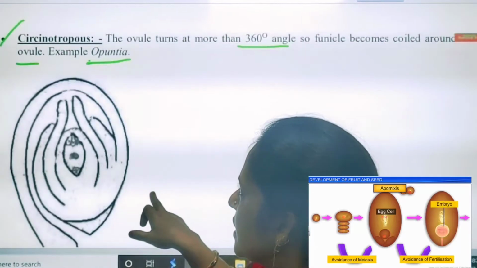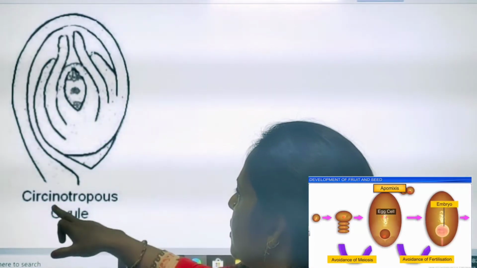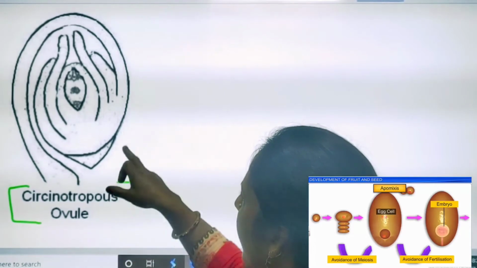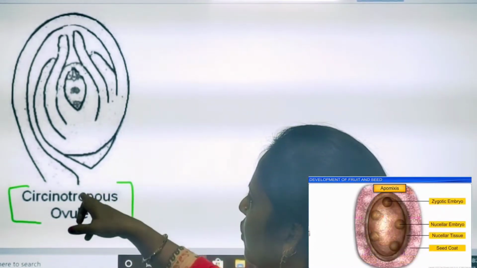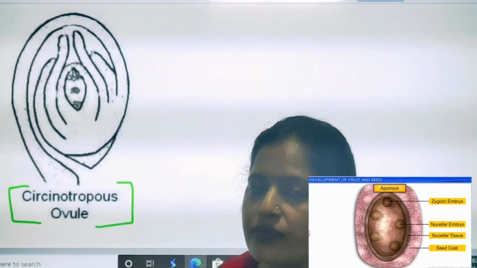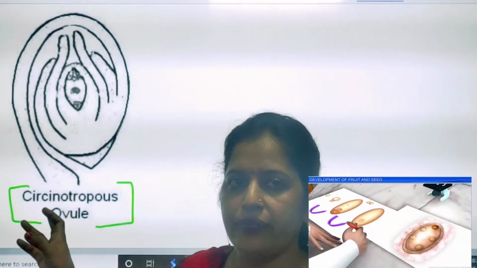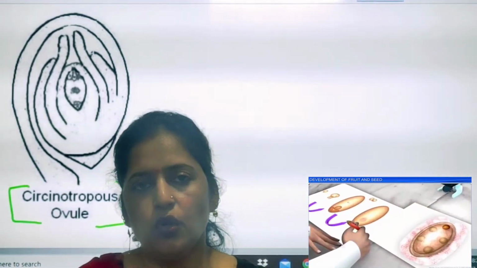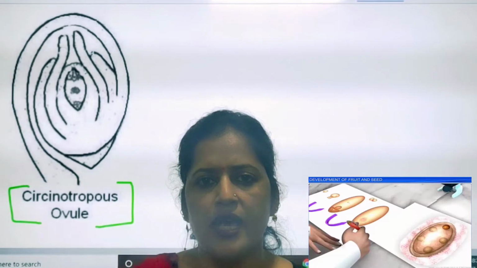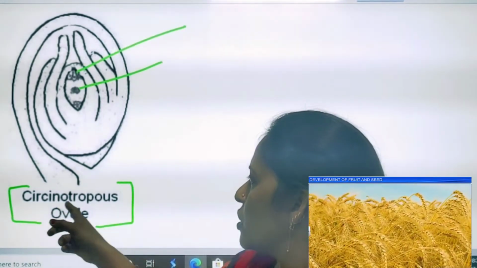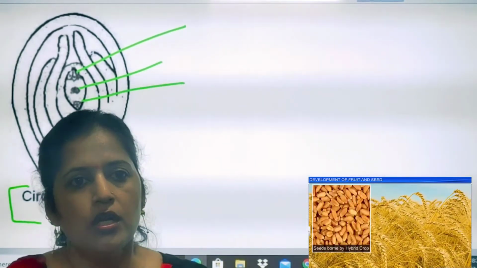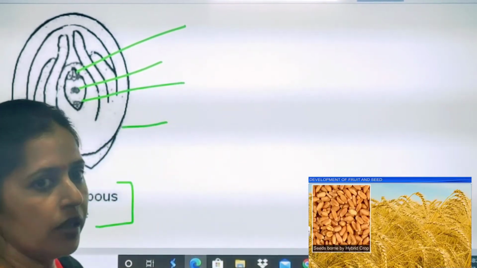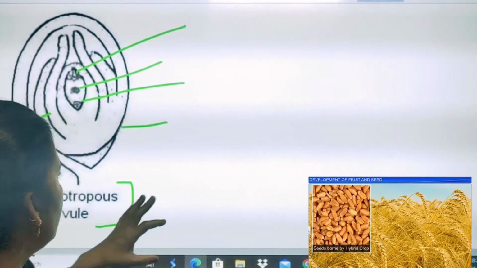This is the diagrammatic representation of the circinotropous ovule, and as we all know, the lower part is the micropyle, after that funicle, raphe, integuments, nucellus, and the embryo sac. So this is all about the circinotropous ovule. So these are the various types of ovules.